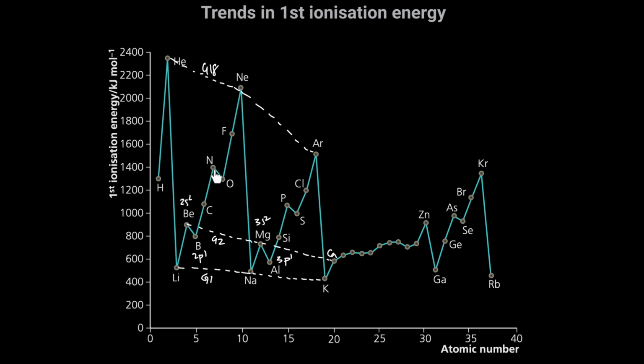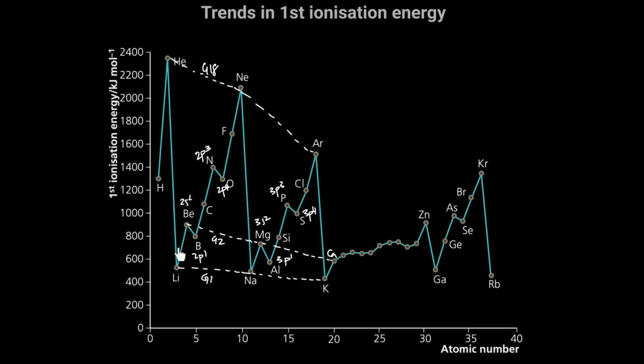But from nitrogen to oxygen, you have a decrease because you're going from 2p3 to 2p4. And then phosphorus to sulfur, you're going from 3p3 to 3p4. So here you have spin pair repulsion, so it's easier to remove the outer electrons from oxygen and sulfur relative to nitrogen and phosphorus respectively.